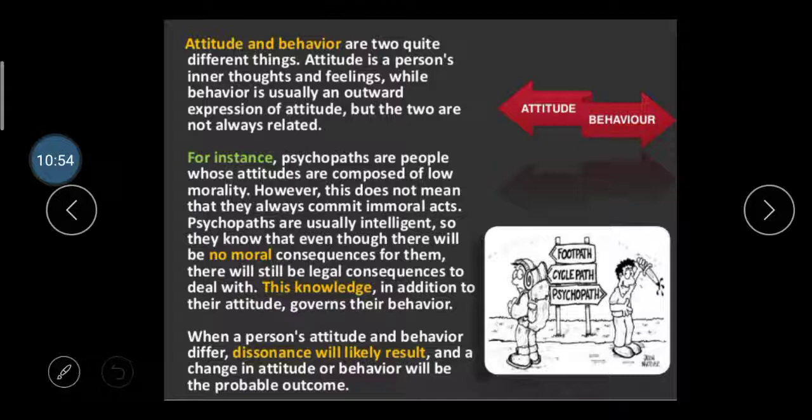So whenever a person's attitude and behavior are different, dishonesty is likely to result, and a change in attitude or behavior will be a probable outcome. કે જ્યારે કોઈ પર્સન જે છે બરાબર છે, આ બે પર્સન જે છે એ બંનેનું જે છે કહેવાય કે ડિફરન્ટ સાયકોલોજી છે, ડિફરન્ટ સાયકોલોજી પ્રમાણે જે છે એ બંનેનો બિહેવિયર પણ કેવું હશે, ડિફરન્ટ હશે. બરાબર.